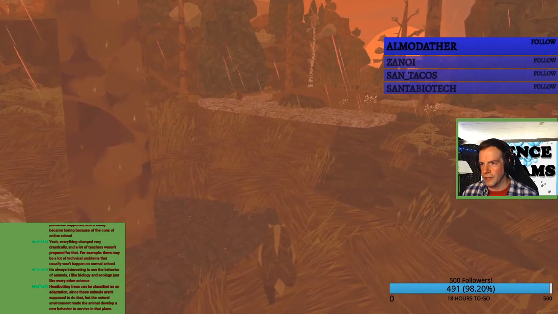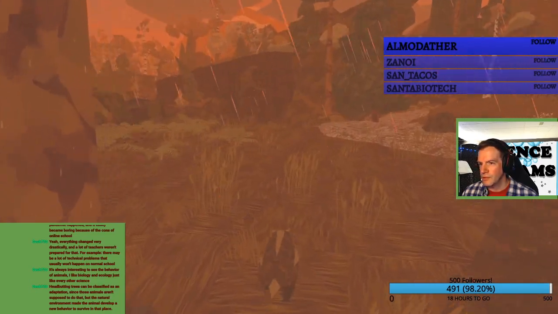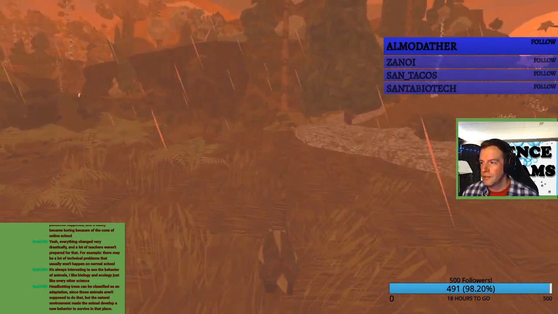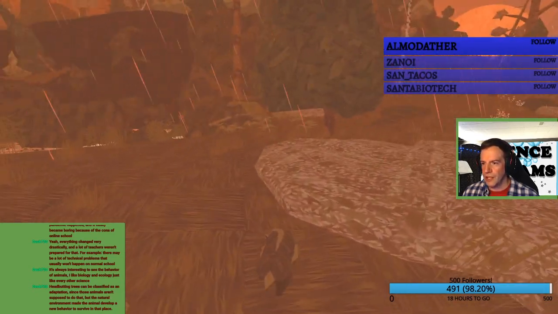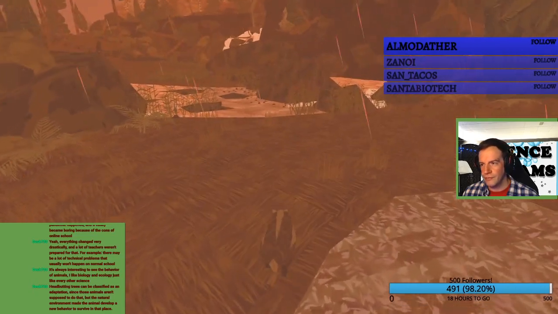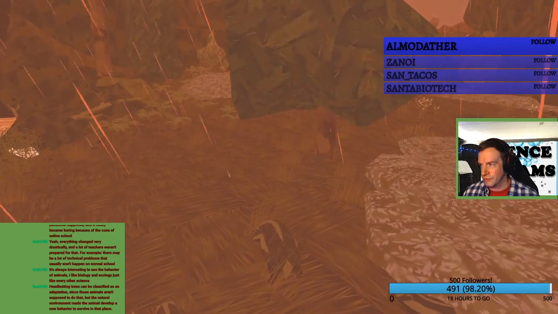I always think it's fun. It's like lava rain. You ever see rain like this, though? During a sunset? Where the rain actually looks kind of red. I have seen this before myself.